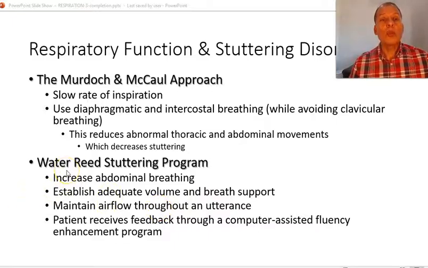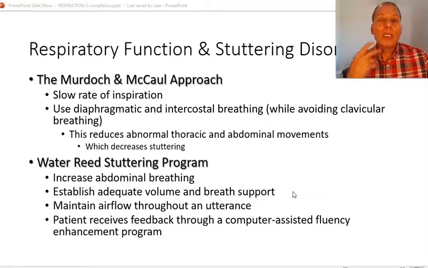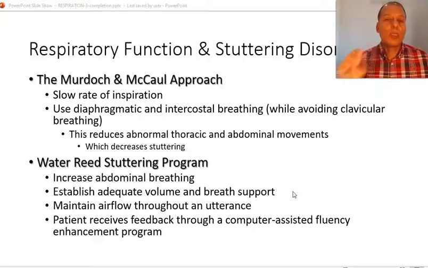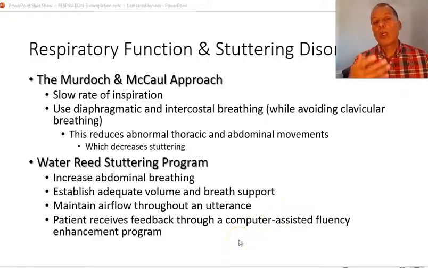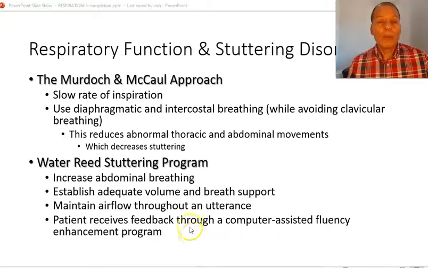The third one is the Walter Reed Stuttering Program, and that is designed to increase abdominal breathing and to establish adequate volume and breath support. Also maintaining airflow continuously, we call it continuous phonation. Like when the person is going to use a stop sound, you teach them to just continue to phonate, keep the airway open. And one of the advantages is that the patient can look at a computer screen and get feedback from it.